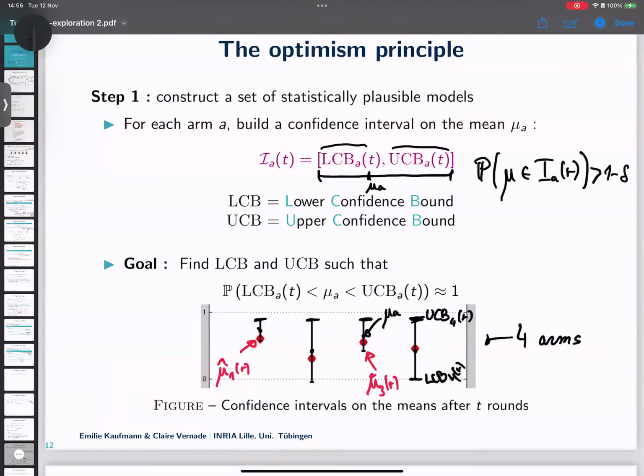So these are the rewards. The mu's are in between 0 and 1. And now I have 4 arms, so I put them next to each other. These 4 arms have different means, and for each of them I got rewards, I got samples. And I can estimate these confidence intervals. That makes sense? Okay.